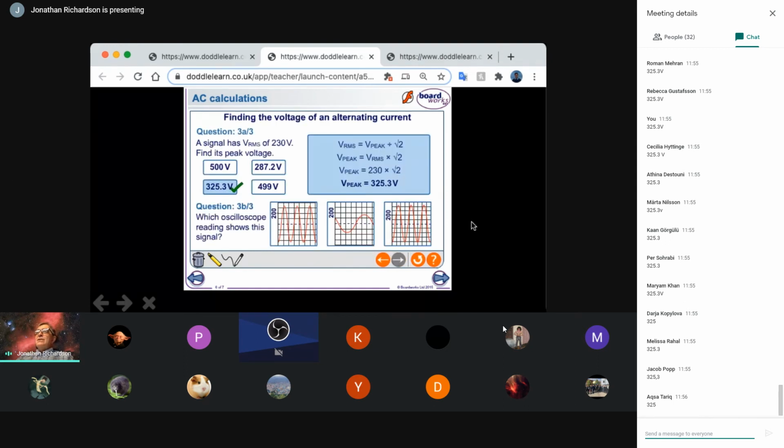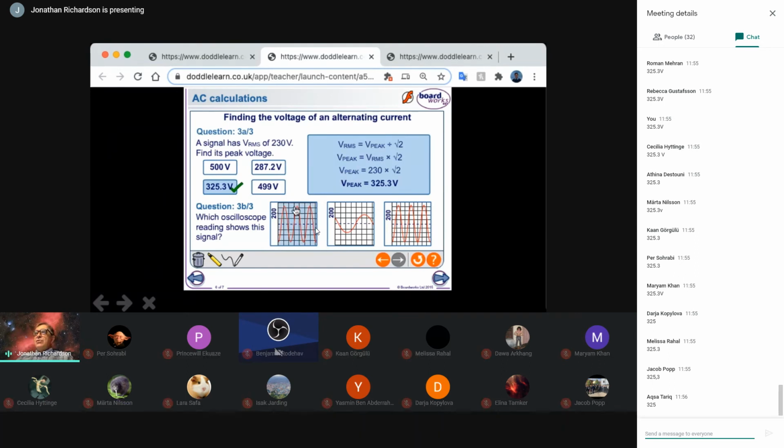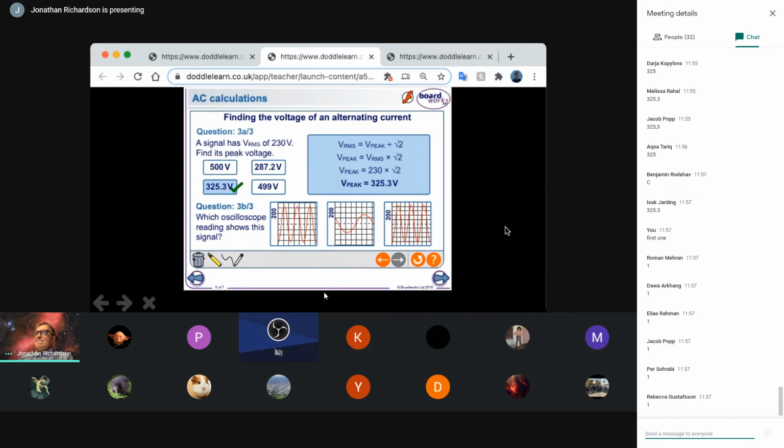So which signal does this represent? Again, have a look. 100, 200, 300. So which one are we looking at? And again, I think you've got the picture. Well done. That gave us a clear look at each of these phenomena.